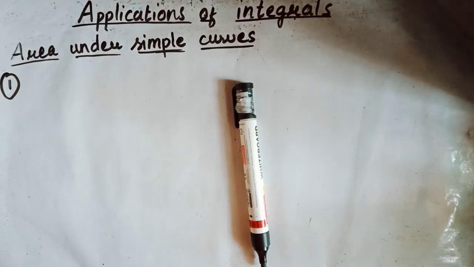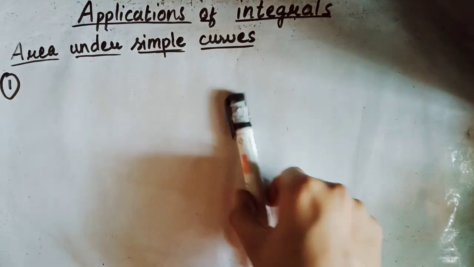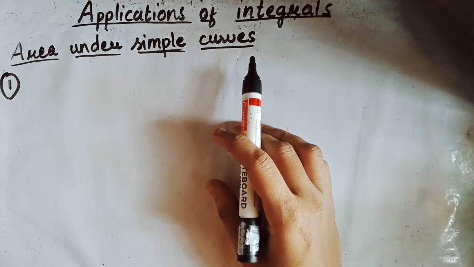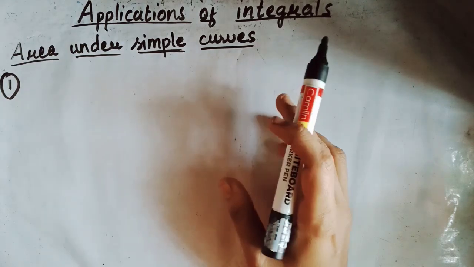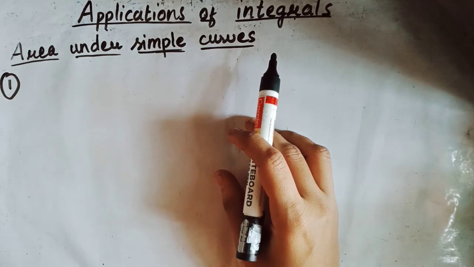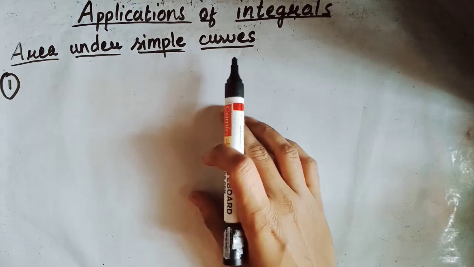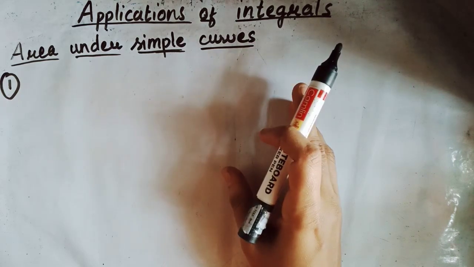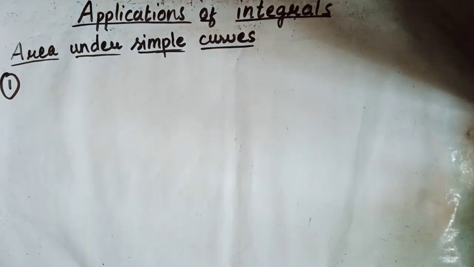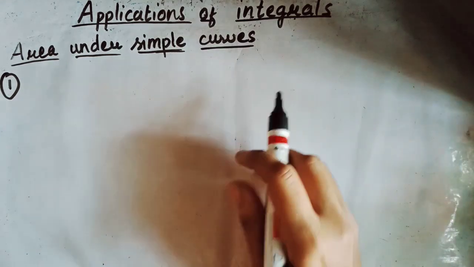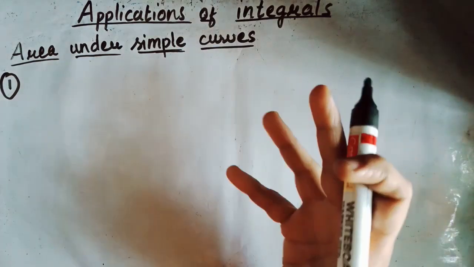Hello students. So today we will solve some examples based on area under simple curves. Yesterday we saw the equation of a circle, equation of an ellipse, then equations of parabolas. Yesterday we solved some general problems for the equation of a circle and the ellipse. Today we'll take one specific case.